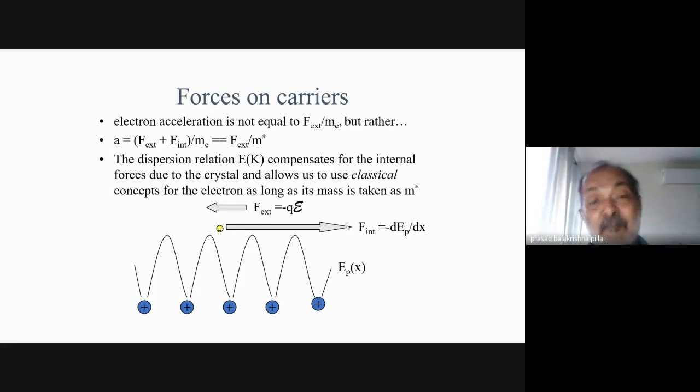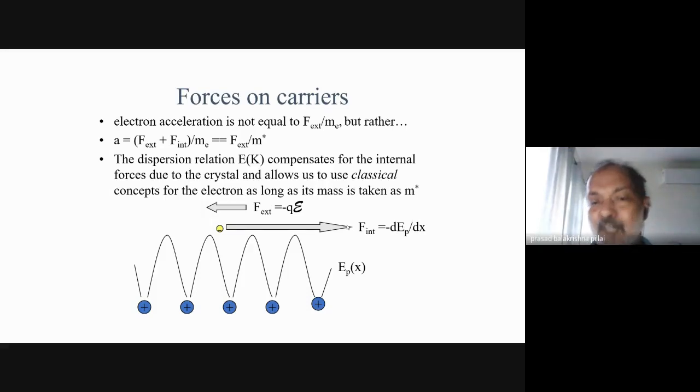Then the mass of electrons in different materials. For example, if you take silicon or germanium, the effective mass of electrons will be different. In silicon, it will have a definite value. In germanium, it will have a different value.